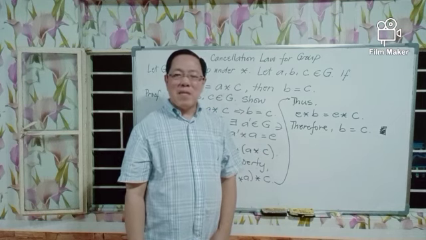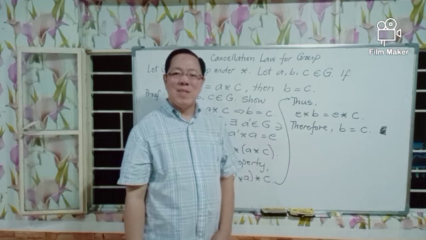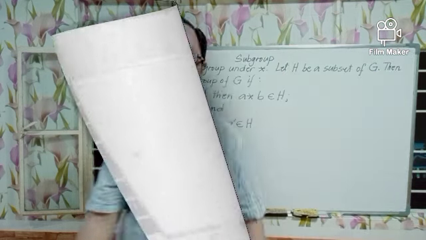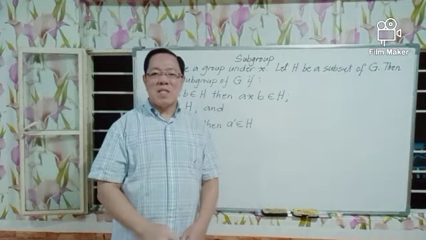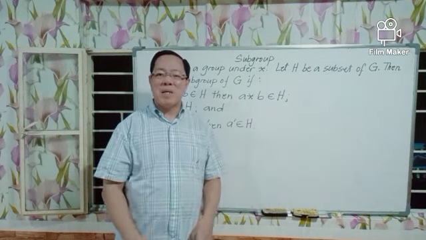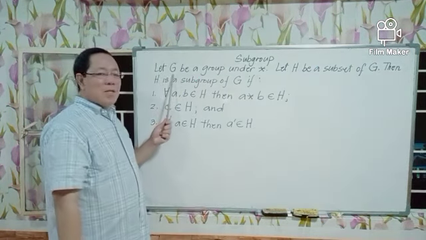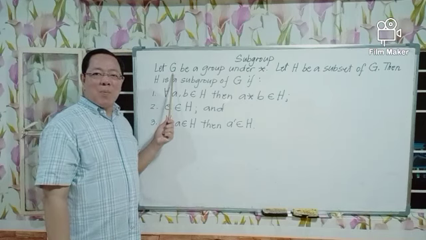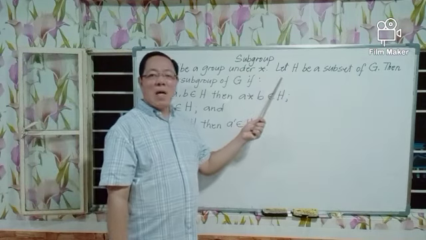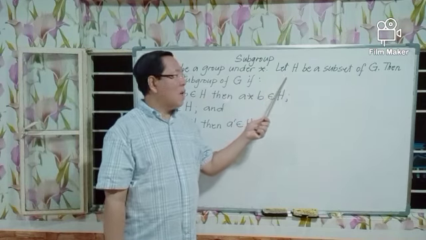We now formally define subgroup. We now define subgroup of a given group. Let G be a group under the binary operation star, and we let H be a subset of G.